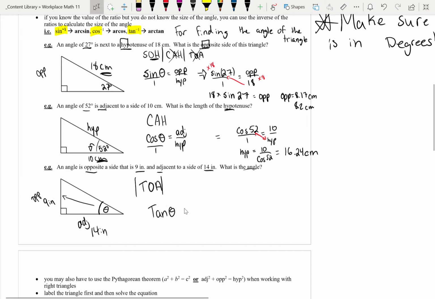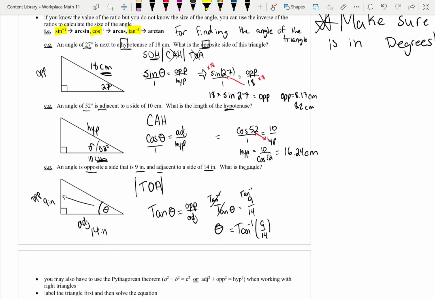So I have tan of theta is equal to opposite over adjacent. So then I have tan of theta is equal to 9 over 14. Now I can figure out what 9 over 14 is, but I don't want to know what tan of theta is. Tan of theta is already something happening to it. So to undo it, I have to do inverse tan of both sides. So these cancel, and I end up with theta is equal to inverse tan of 9 divided by 14.